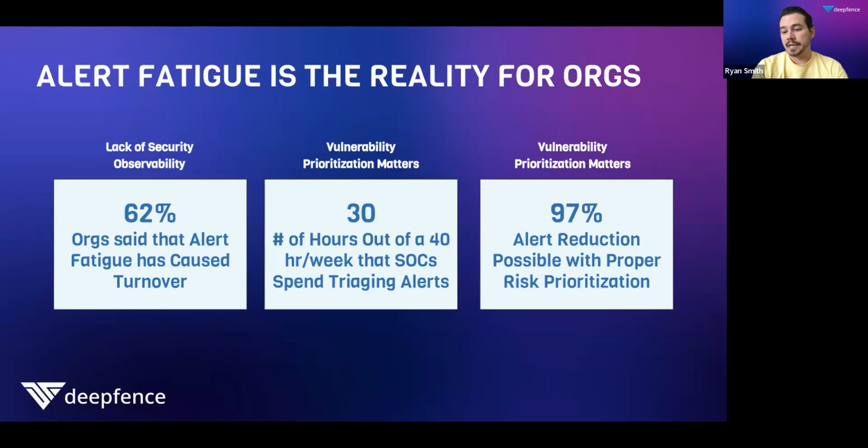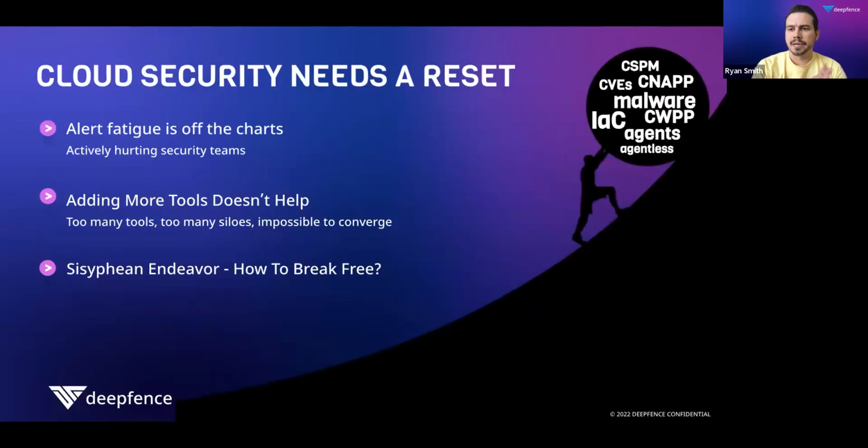So we're really excited to dive into this topic a little bit today, but we think cloud security needs a little bit of a reset because, as we've seen, alert fatigue is off the charts. It's actively hurting your security resources and teams. Unfortunately, adding more tools and more software to the equation doesn't seem to help. It just creates more silos, more fragmentation within our security alerting and our detection and response.